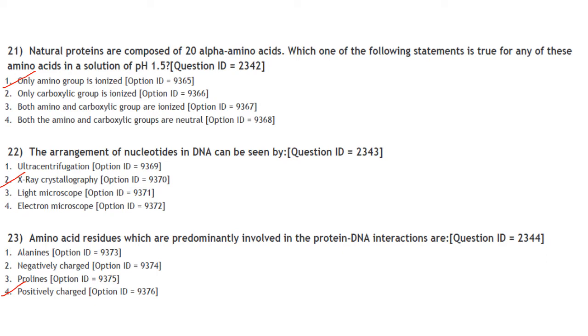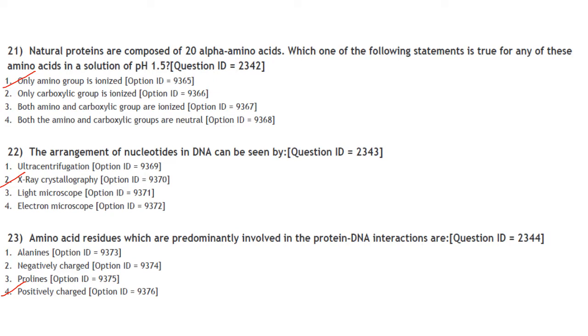Then natural proteins are composed of 20 alpha amino acids. Which of the following statement is true for any of these amino acids in a solution of pH 1.5? Okay, now amino acids, they have got carboxylic and amino group. There are also carboxyl and amino group at the side chains of certain amino acids. The carboxyl groups have a pKa of approximately 2, which is almost equal to the pH of 1.5 that is given in the question. So they will not be ionized. That is the carboxylic groups, they will not be ionized.